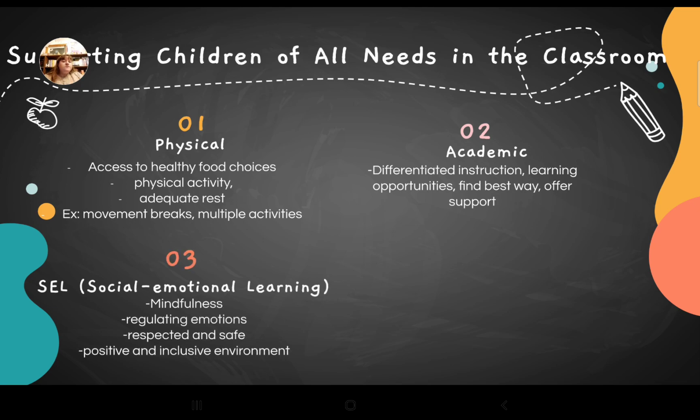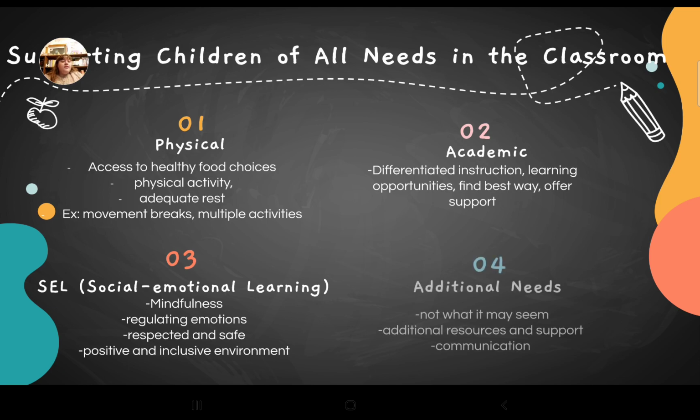So we all know that social emotional learning is very, very important. Teachers can teach mindfulness and self-regulation strategies such as deep breathing. This kind of positive, inclusive environment helps all the students feel respected and safe.